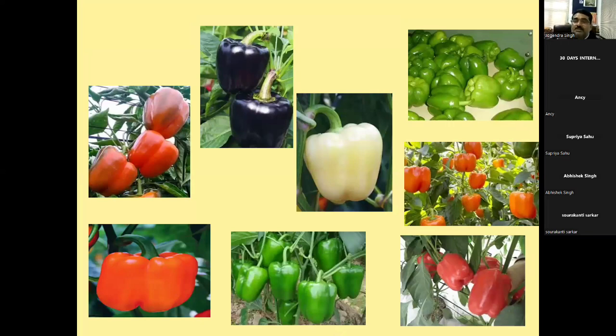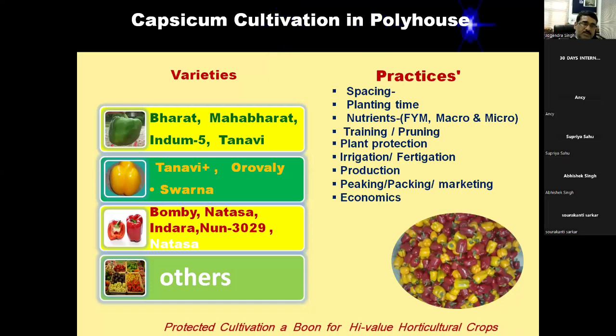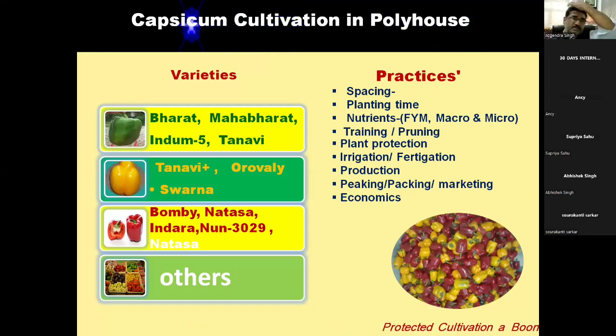Because colored capsicum has a size, having a lobe, it can only develop under protected cultivation. So this is the beauty of protected cultivation for colored capsicum. The Indian market has three types of colored capsicum: green, yellow, and red. So these are the variety names.